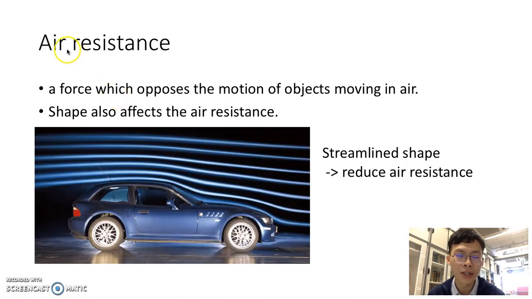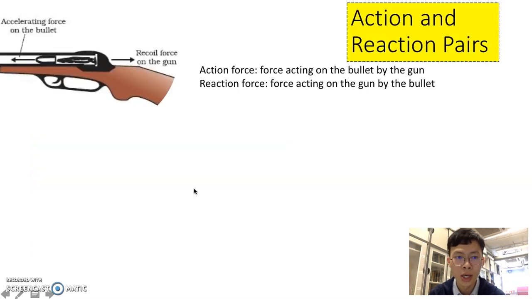And air resistance is something very similar: it is a force which opposes the motion of objects moving in air, but the shape will also affect the air resistance. For example, in this diagram, you can see a streamlined shape that can help to reduce the air resistance.